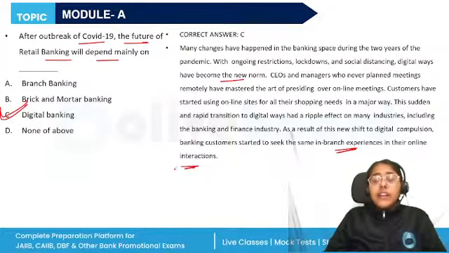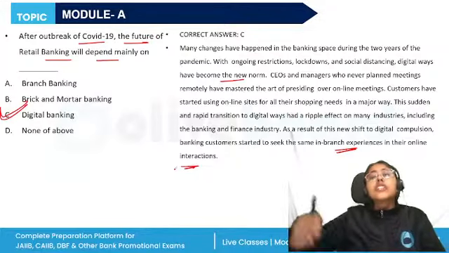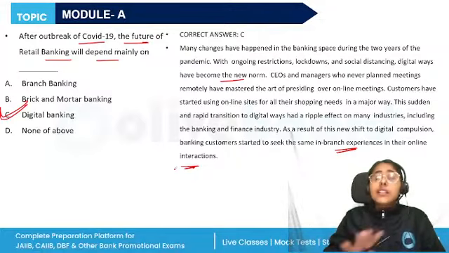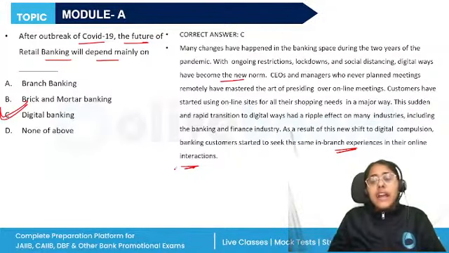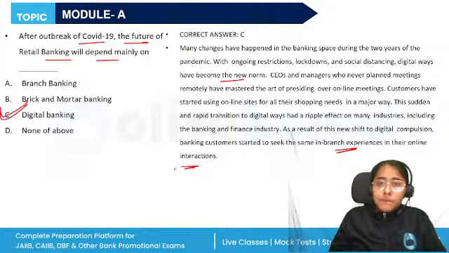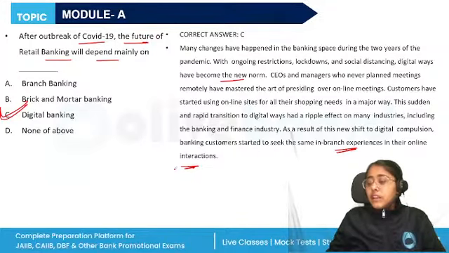After COVID-19, we are seeing a shift towards digital banking, but this will never mean that it will completely transition and the role of traditional branch banking will be zero. It will always remain important for that segment of the customers who prefer the human experience.